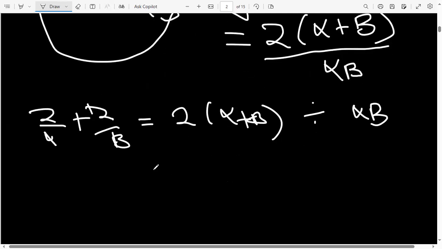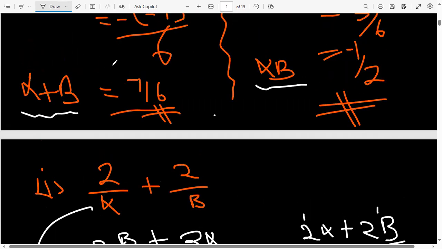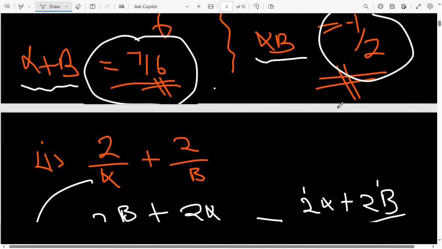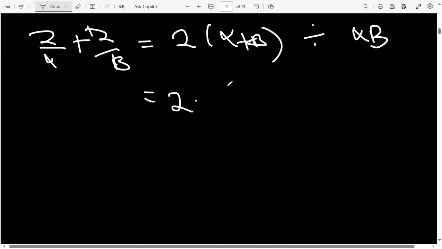Now let's substitute. So this will be 2 multiplied by, what is alpha plus beta? We go back here and check. Alpha plus beta was 7 over 6, and alpha multiplied by beta was minus half. So we are going to substitute these here. We write 7 over 6, divided by minus 1 over 2. I hope you guys are following. If you have any question, please feel free to ask me.